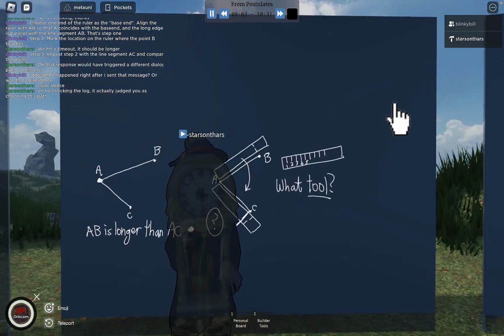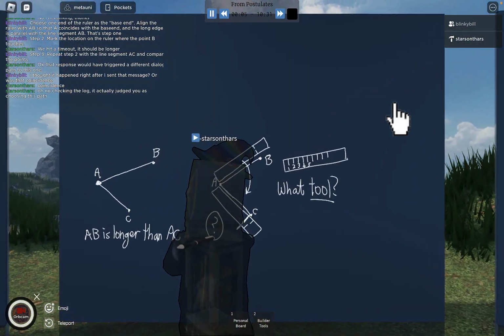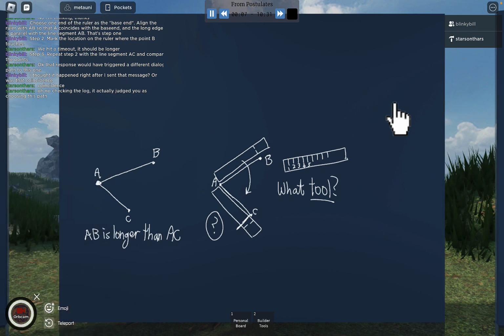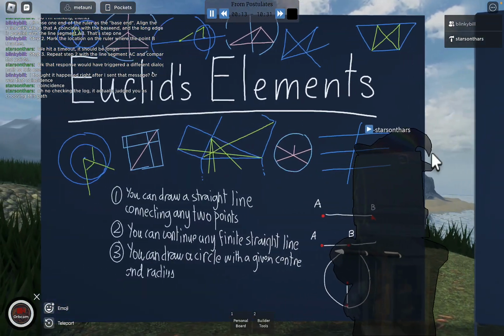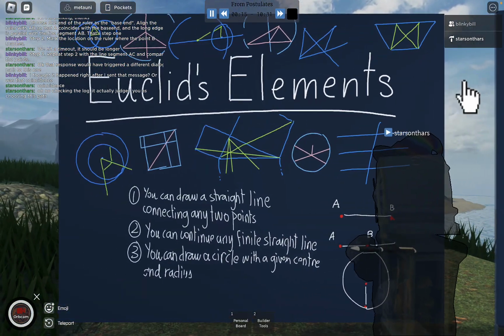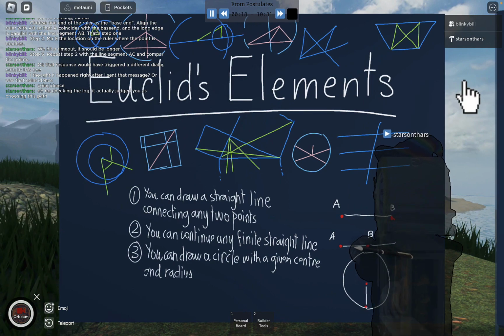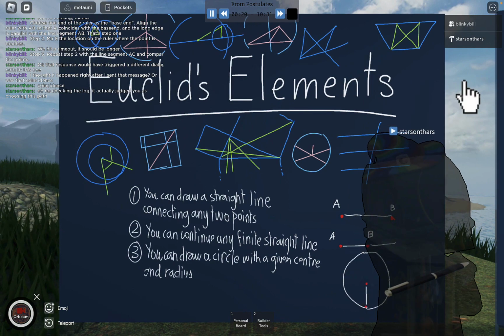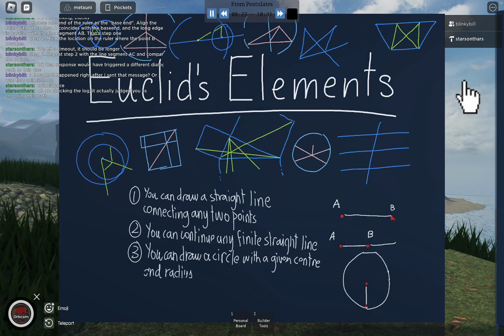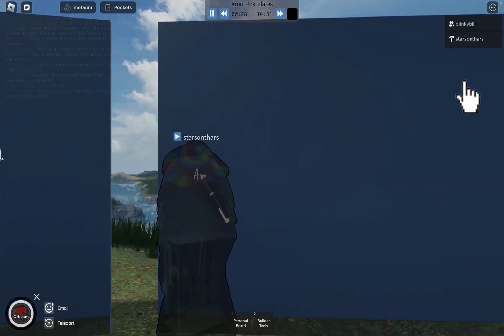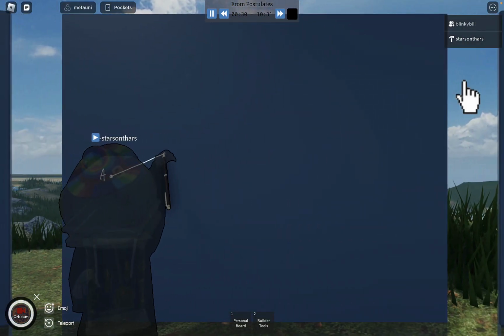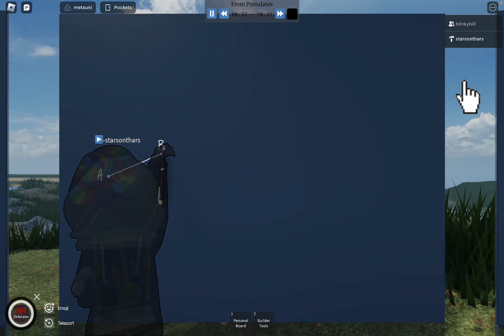It's time to return to the postulates. Postulate 1, you can draw a straight line connecting any 2 points. Postulate 2, you can continue a finite straight line in a straight line. Postulate 3, you can draw a circle with a given center and a given radius. So let's go back to our situation with 2 lines. I'll start with the first case, which is where AB is in fact longer than AC.